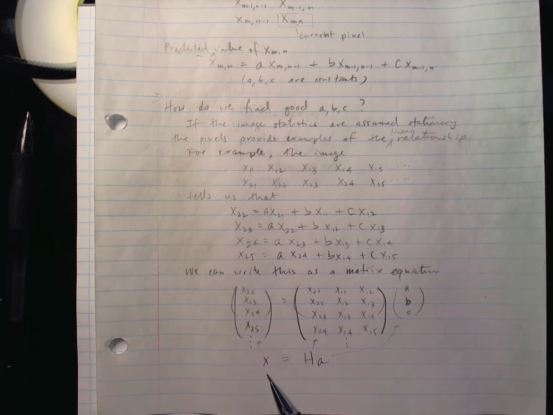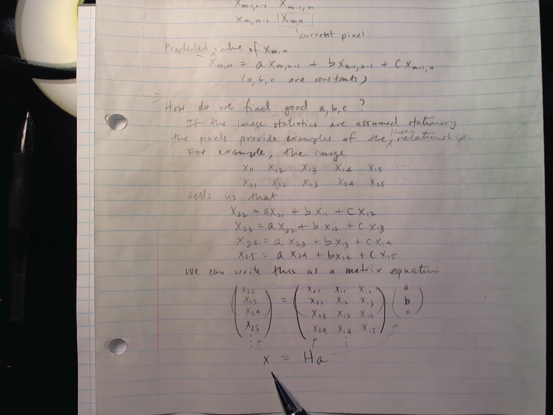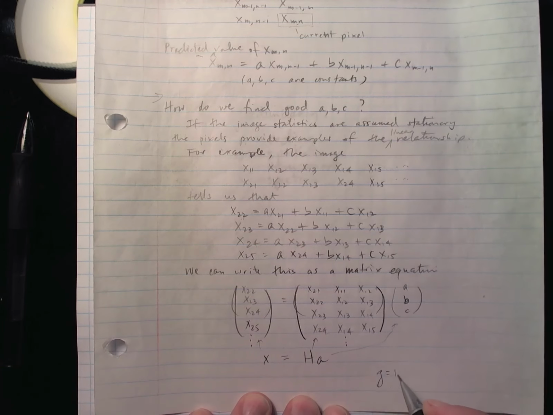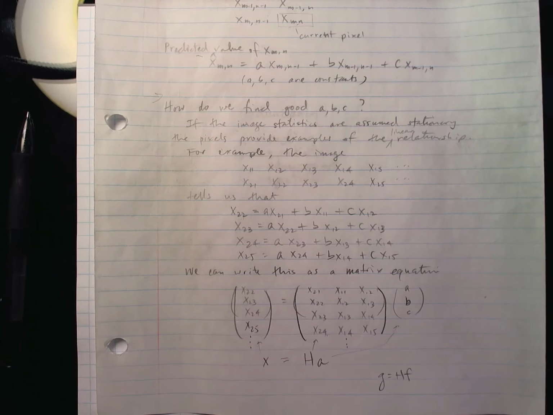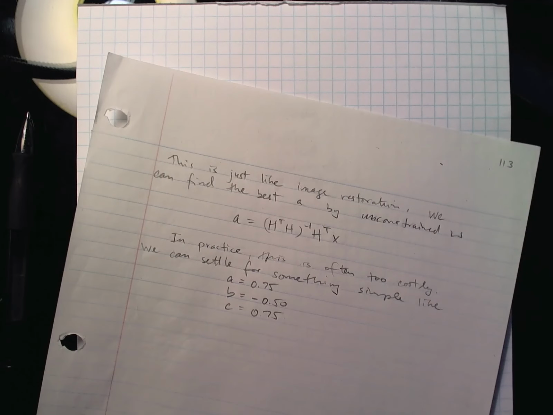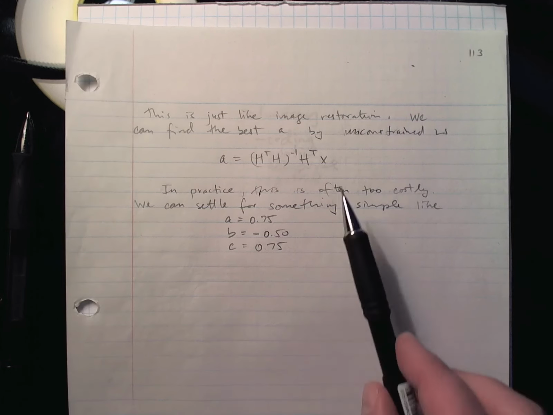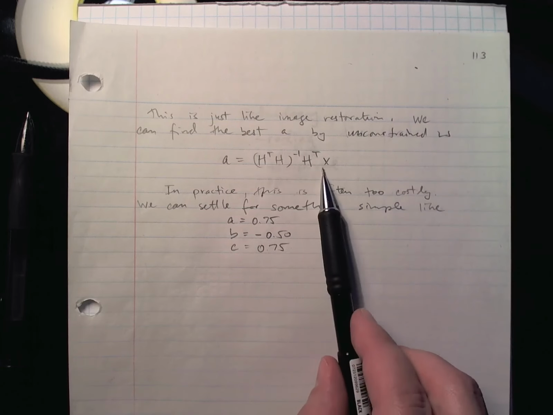Well, that's no different in form from G equals HF. Remember that from imaging. We've seen this equation over and over again. The form of this is exactly the same. You have a vector, matrix H, vector. And we already know how to solve that, right? So I'm not going to solve it again. I'll just remind you that this is exactly like image restoration, and one way to solve it is using unconstrained least squares.